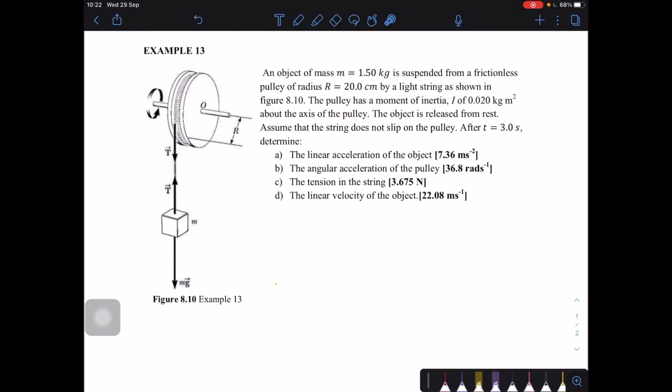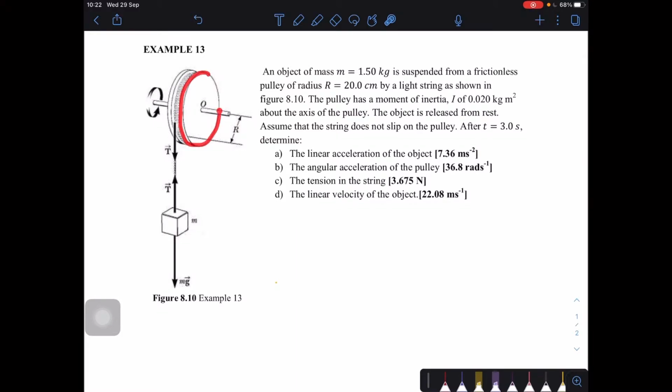Okay, so now we have two objects here. Kita ada pulley and then kita ada object. So object ni mass dia 1.5 kg. And then the pulley has a radius of 20 cm. Bermaksud daripada tengah, daripada center to here is 20 cm, ataupun kita convert kepada meter siap-siap, 0.2 meter. And then kita ada moment of inertia of the pulley. So pulley ni ada value I dia, this one.